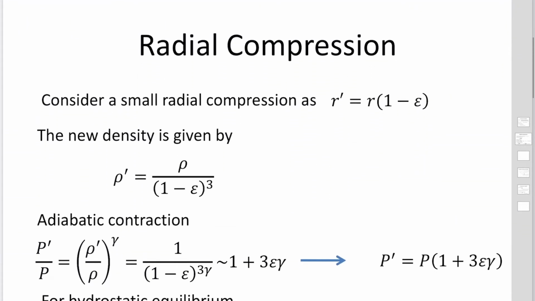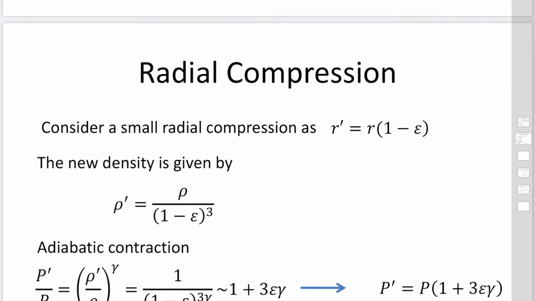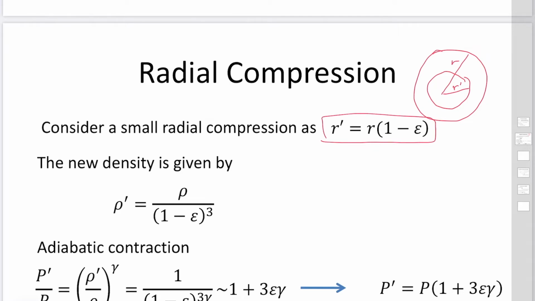As I explained, we'd like to consider small radial compressions. The star is going to be compressed. Originally the star has a radius of r. This star is compressed, and the radius is changing to r prime. So r prime and r are related, where epsilon is a positive quantity. Because of that, this is going to be less than 1, so r prime is smaller than r.